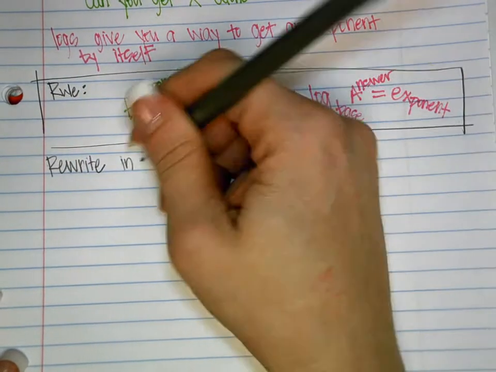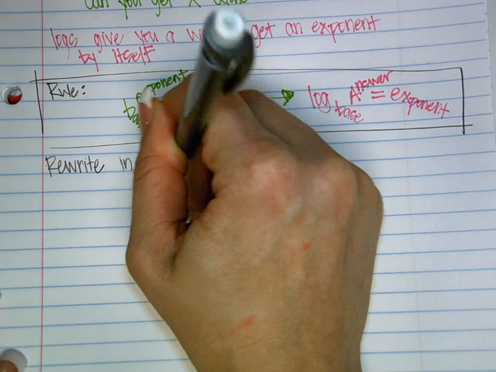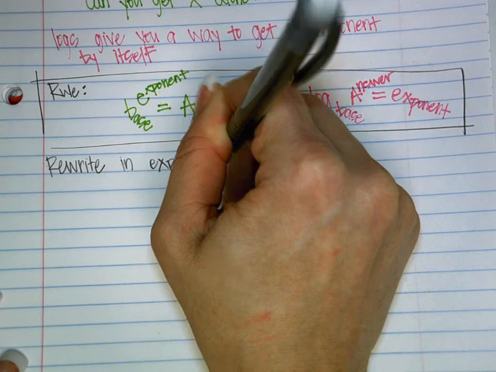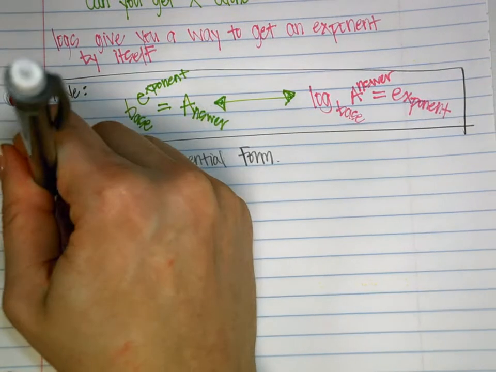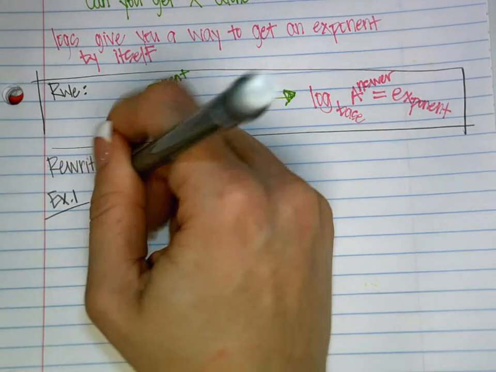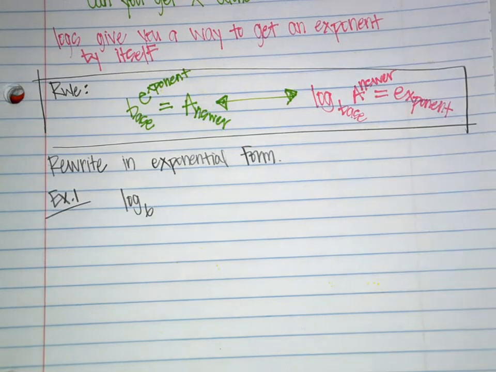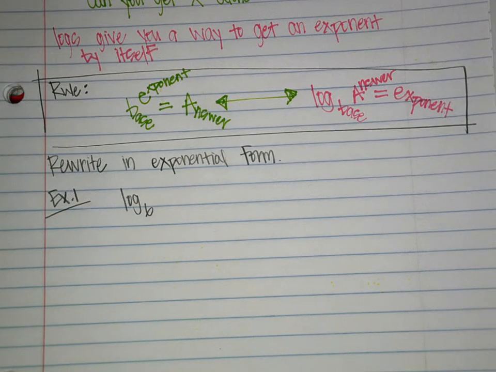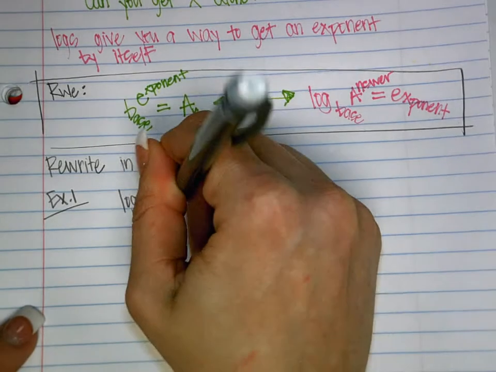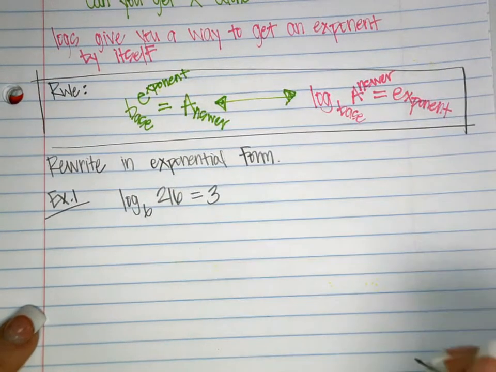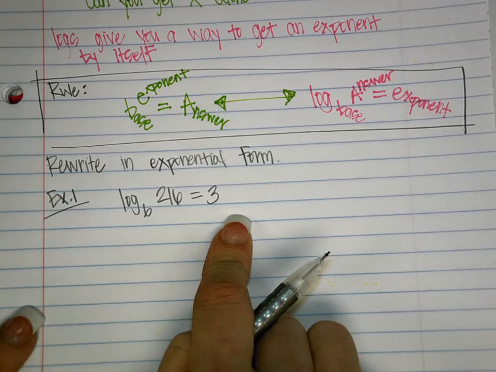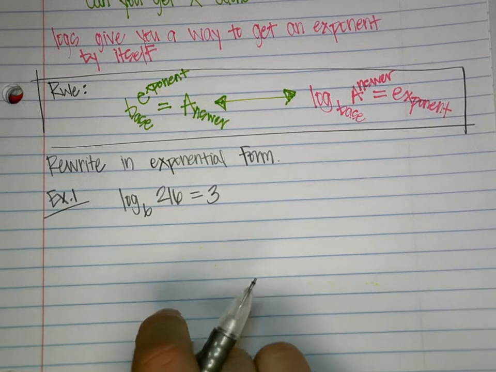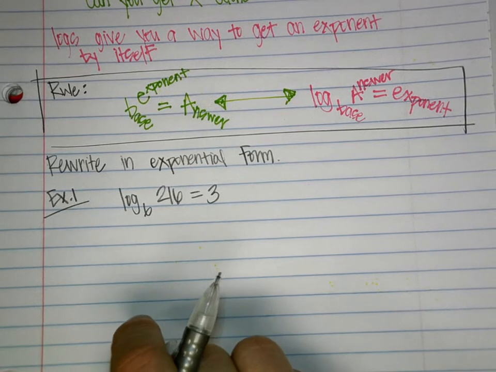Your instructions are going to say rewrite in exponential form. Something like for number 1, log base 6, so the 6 goes like a subscript, so it goes below, of 216 equals 3. Log base 6 of 216 equals 3.